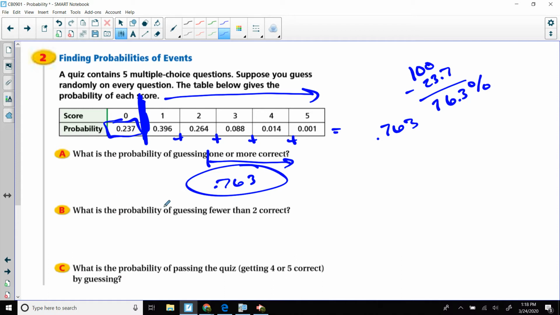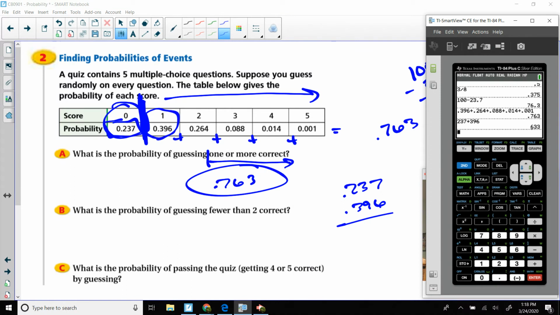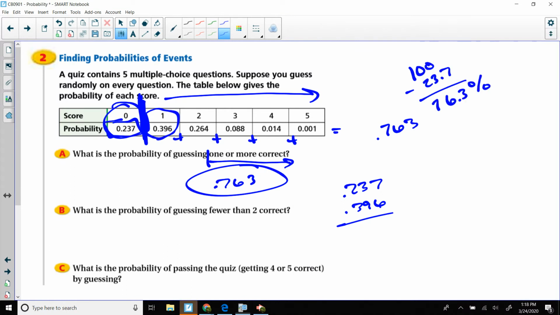The next one, what's the probability of guessing fewer than 2 correct? Well, fewer than 2 is only going to be these two numbers down here. Just those two. So I only have to add those two numbers together. 0.237, 0.396. I add those two together, and we get 633 with the point. So 0.633 is our answer there. I just had to add up those last two. Fewer than 2 correct.